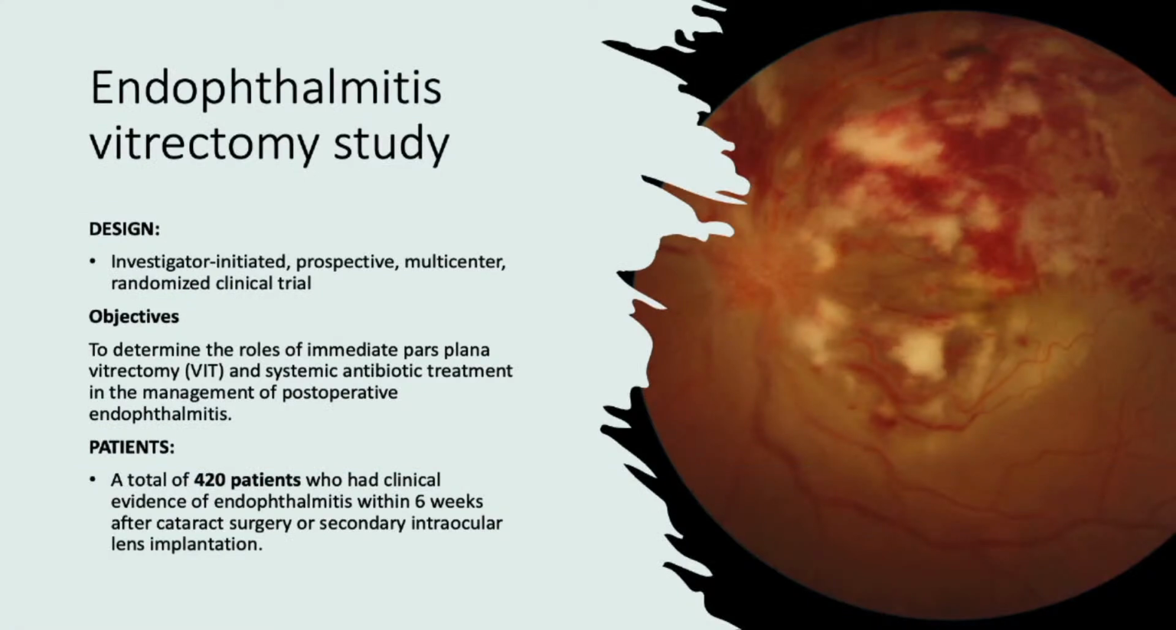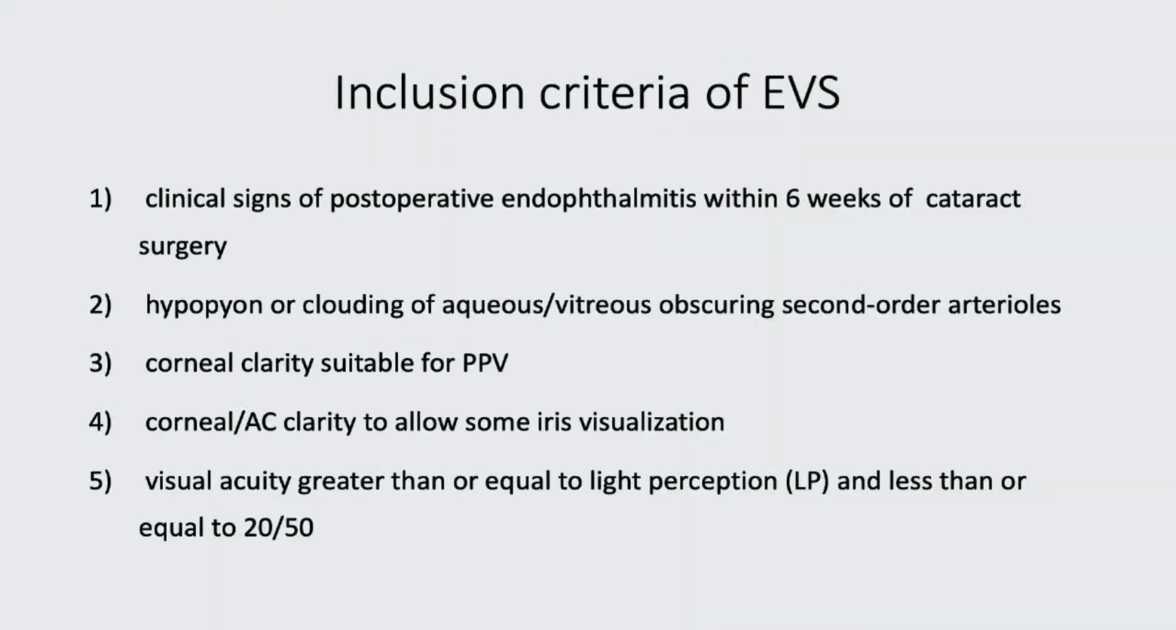Now let's look into the last part of my presentation, which is the Endophthalmitis Vitrectomy Study. If the patient has endophthalmitis, when do we treat, and what did the study tell us? This was an investigator-initiated trial. They included 420 patients who had post-cataract surgery endophthalmitis. The study said that if the patient had endophthalmitis within 6 weeks of surgery, we would say it is procedure-related. They diagnosed endophthalmitis based on the presence of AC reaction, hypopyon, or obscuration of details by vitreous opacities.